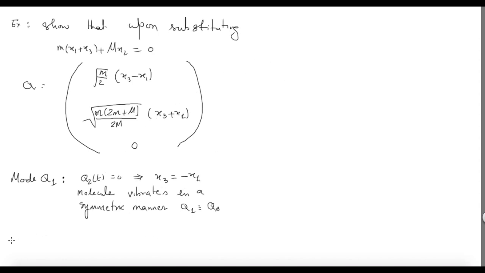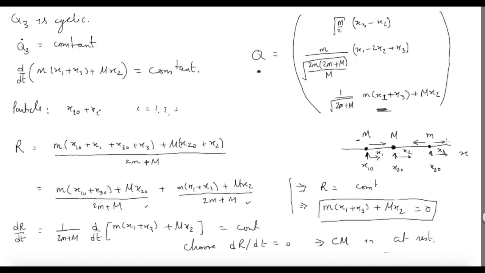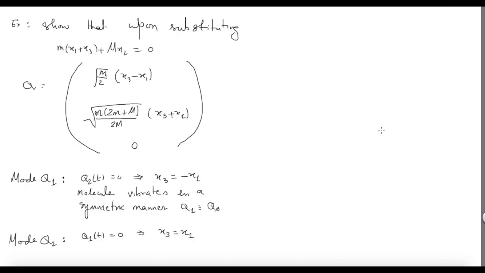Another one would be mode Q2, in which Q2 is oscillating and Q1 is at rest. So Q1 of t is equal to 0 for all times, and that would imply that x3 is equal to x1. Let's go back and see. It means that if x3 goes in this direction, then x1 also goes in this direction. And clearly then x2 will have to move in the opposite direction, to make the center of mass remain fixed at its original location. So in this case, the molecule is moving not symmetrically but asymmetrically.